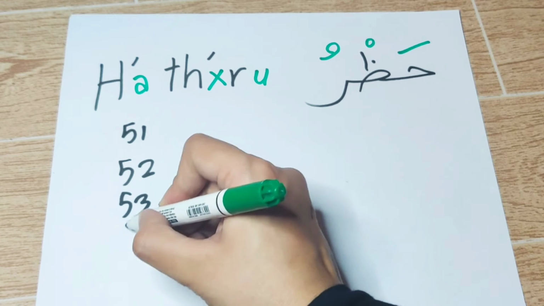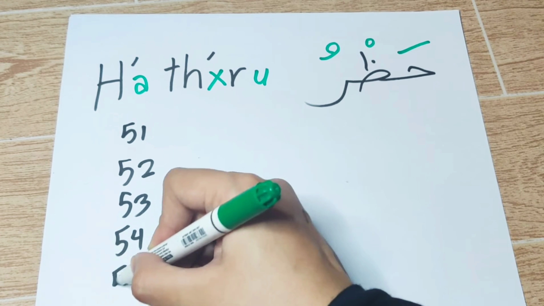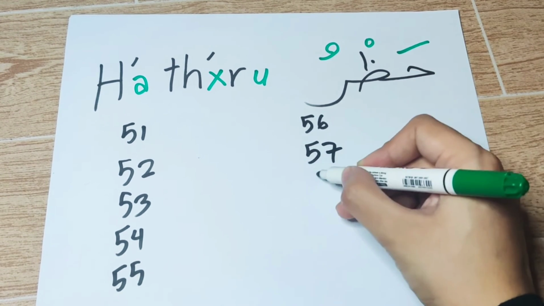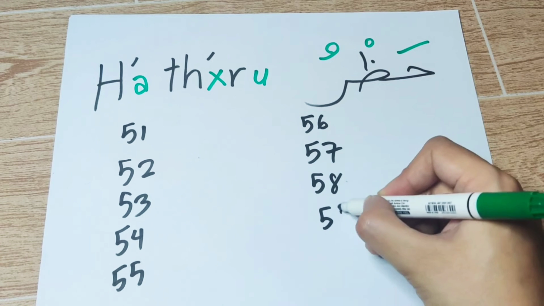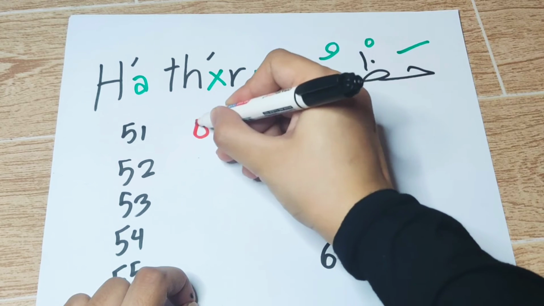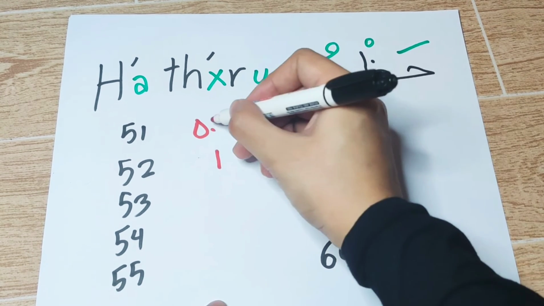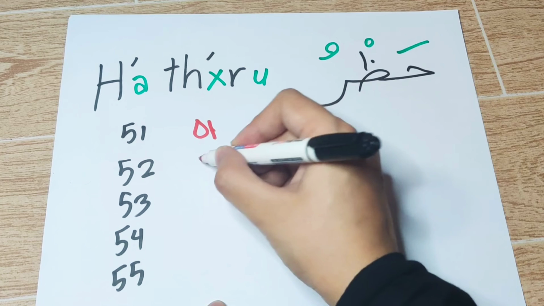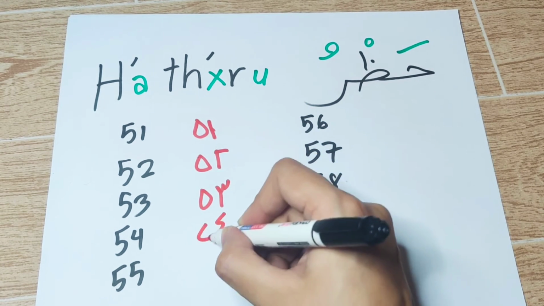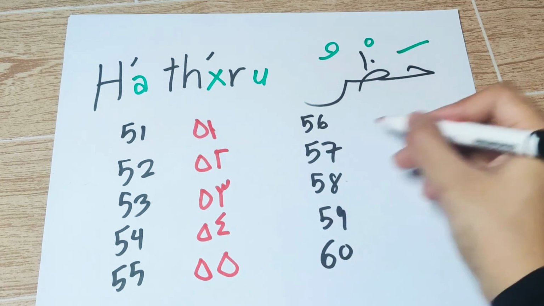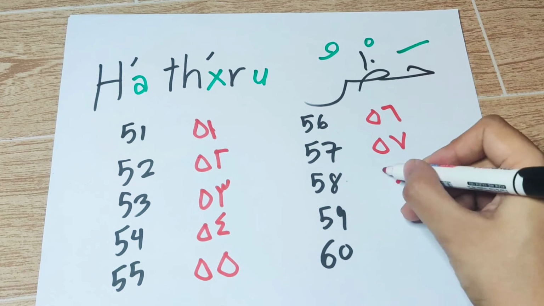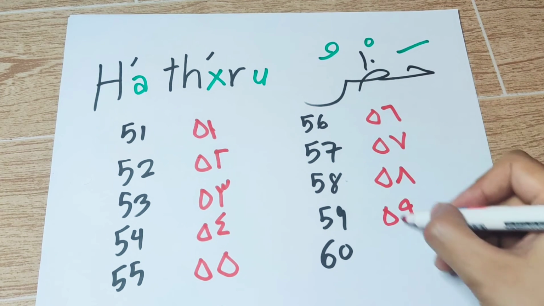Okay, so now we've come to the end of the video and let's learn some new numbers in Arabic. Okay, so 51, 52, 53, 54, 55, 56, 57, 58, 59, and 60, and this is how you write it, the ones that are in red, obviously.